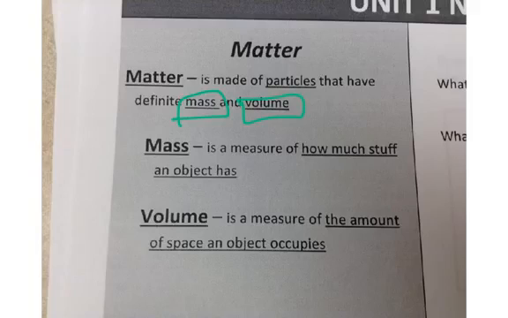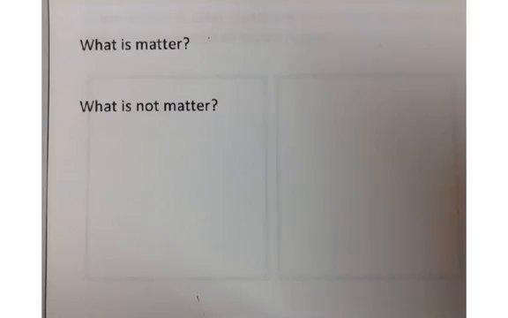As we've already learned during class, mass is how much stuff an object has. So the more stuff something has, the more mass it has. The less stuff something has, the less mass it has. Volume is the amount of space that something occupies. So the more space it takes up, the more volume it has. The less space it takes up, the less volume it has. So your question is, what is matter then?